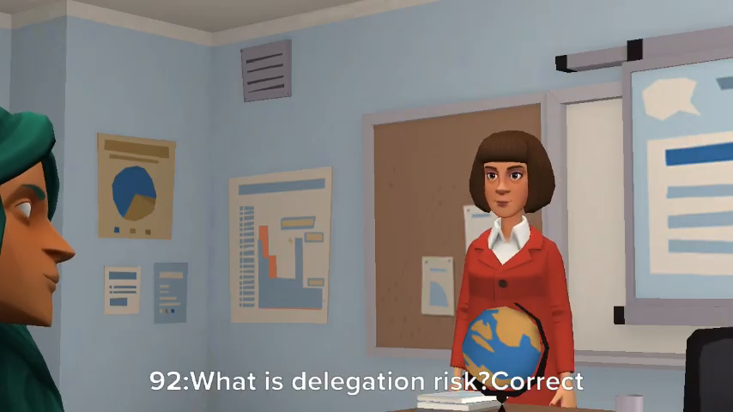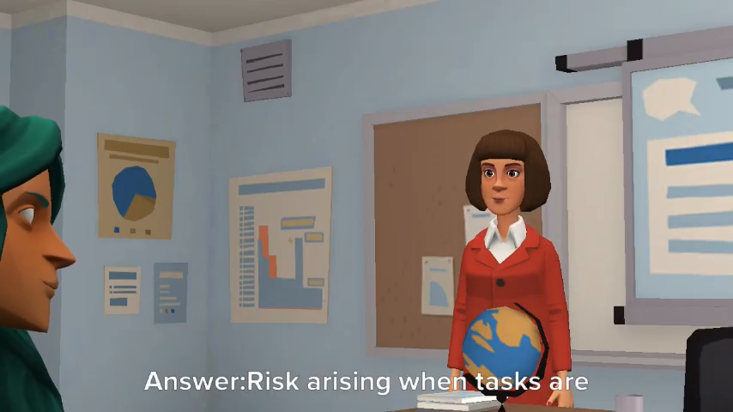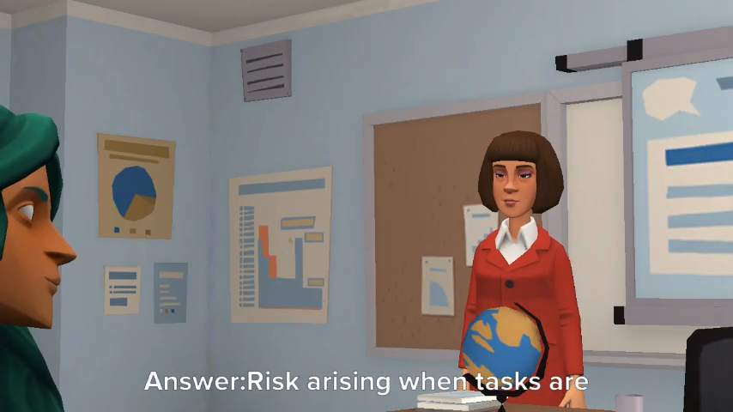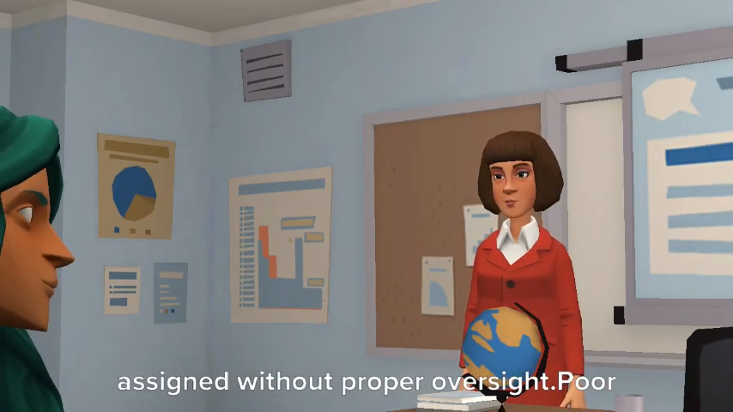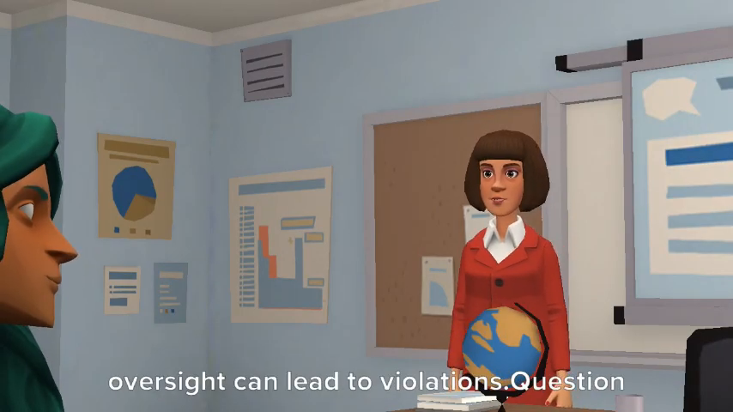Question 92. What is delegation risk? Correct answer: risk arising when tasks are assigned without proper oversight. Poor oversight can lead to violations.